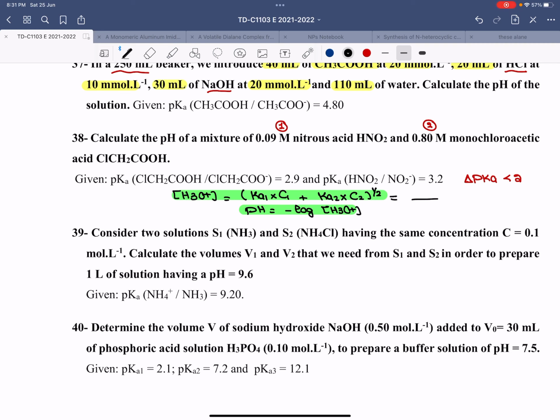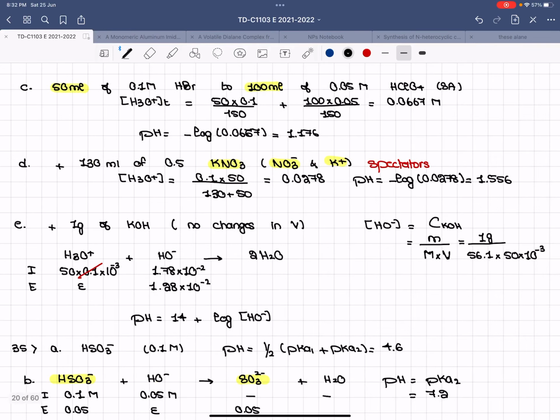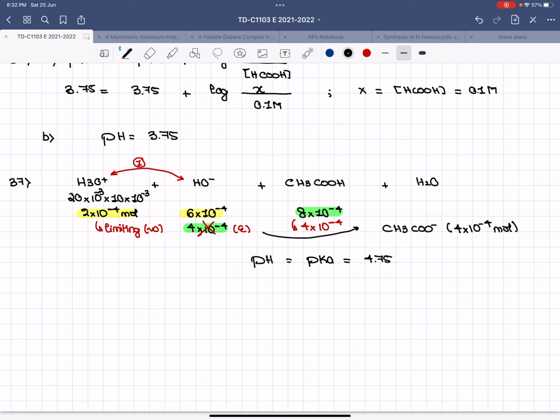Number 39. Consider two solutions, S1 and S2. S1 contains NH3, S2 contains its conjugate acid NH4+. They have the same concentration, which is 0.1. Calculate the volumes V1 and V2 that we need from S1 and S2 in order to prepare 1 liter of solution having a pH of 9.6. Now, if the pH were equal to the pKa, they would need to have the same volume since they will have the same concentration. But since pH is not equal to pKa, we have to find the volume of each. And it's very easy to do so. What we do is the following.